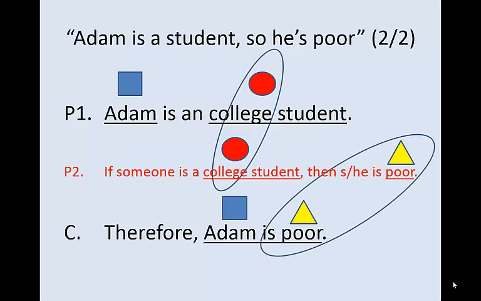Are these two arguments logically valid? Yes, they are. And assume for the sake of argument that Adam is a college student, so this first premise would be true. But is it true that if someone is a college student, then he or she is poor? Not necessarily. Of course, there are some college students who are poor, perhaps many college students who are poor, but not all of them. So premise 2 would be false. And we can show it to be false with a counterexample. Find a college student who's not poor.